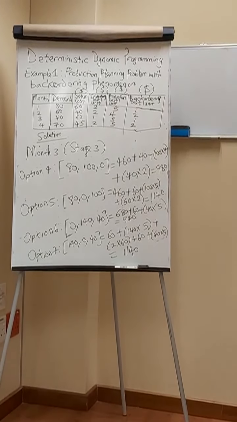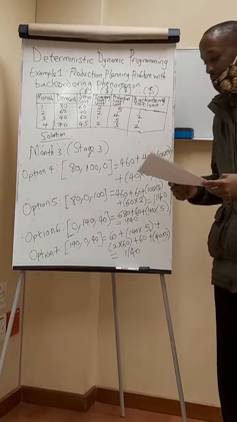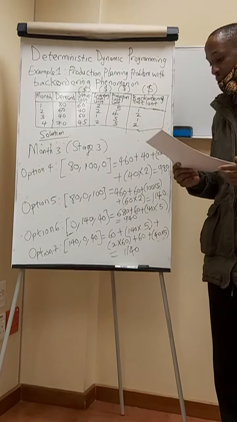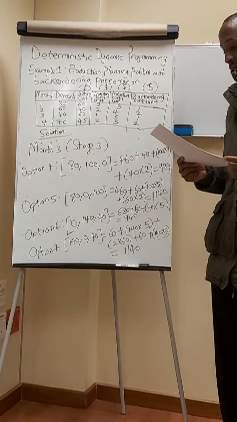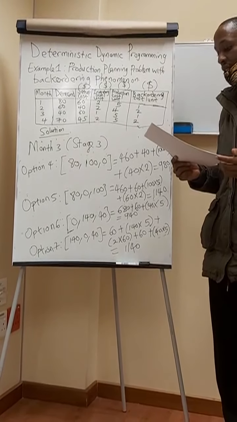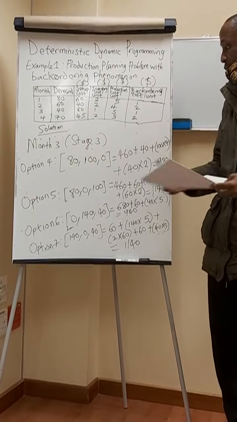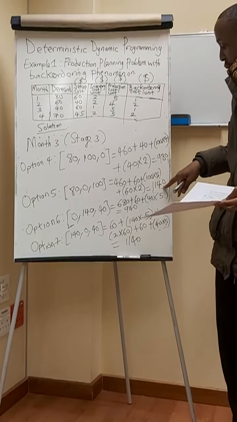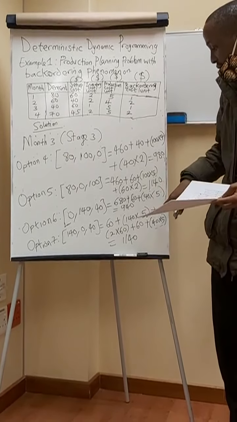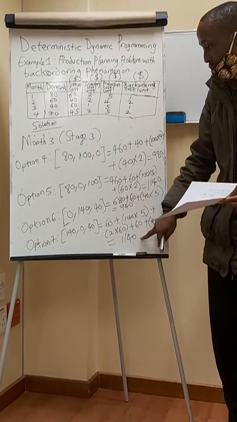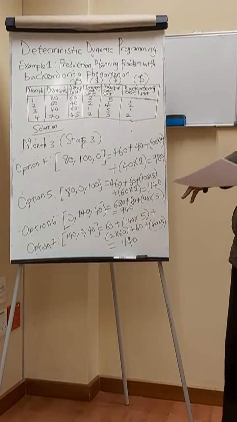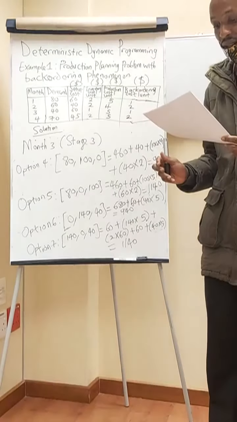If you check it very well, you see that option 1, which I've wiped off, gives us 1240, option 2 gives us 920, option 3 gives us 1240, and option 4 gives us 980, as you can see on the board. Option 5 gives us 1140, option 6 gives us 940, and option 7 gives us 1140.